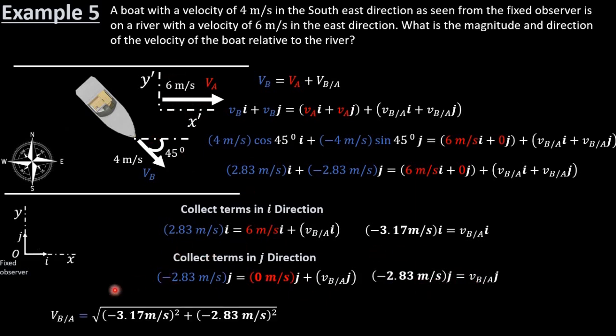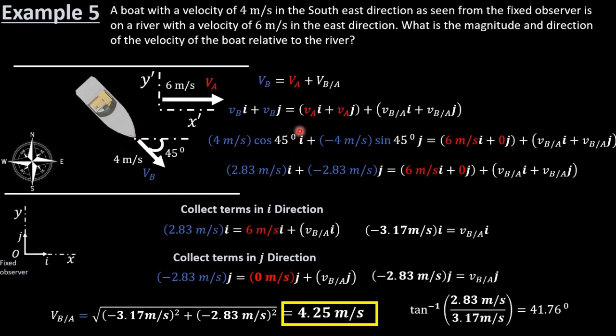Then we find the magnitude of the relative velocity using Pythagoras, and we get 4.25 meters per second, and that is our answer for the relative velocity. To find its direction, you just do the relative velocity in the J direction divided by the relative velocity in the I direction, and then do inverse tan of that, and you get 41.76 degrees. And that is the angle it would make with the x-axis.